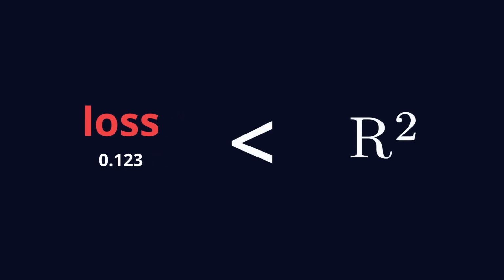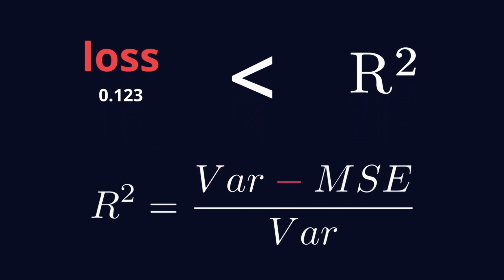There's one last thing we need to cover. How do you know if your AI is well trained? We already have the loss, but it's hard to interpret. If I tell you my loss is 0.123, you can't really imagine what that means. A better approach for testing and comparing AI performance is called R-squared. R-squared is variance minus the mean squared error, divided by variance.